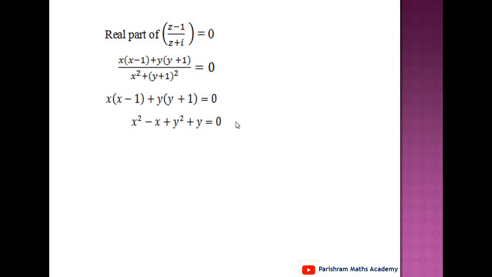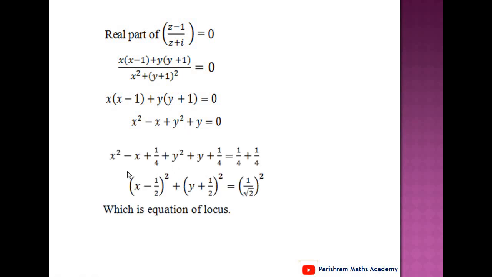Now this complex number is purely imaginary. It means the real part of (z − 1)/(z + i) is 0. And therefore the real part, nothing but [x(x − 1) + y(y + 1)]/[x² + (y + 1)²] = 0. Simplify. We get x(x − 1) + y(y + 1) = 0. We get x² − x + y² + y = 0. We can take x² − x + 1/4, y² + y + 1/4. We can add 1/4 two times in the left-hand side, also add in the right-hand side.